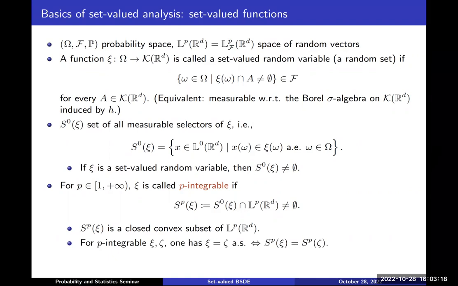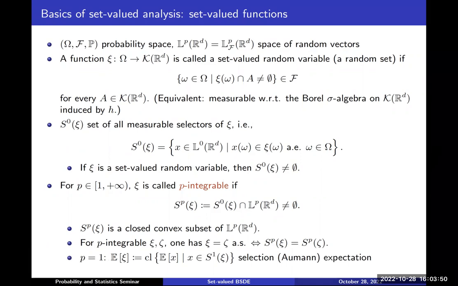One nice thing about these S^p sets is that we can use them to characterize random sets. For instance, two random sets that are integrable are equal if and only if they have the same integrable selectors. So you can characterize random sets through subsets of L^p, which makes a nice transition to a more probabilistic or functional analytic framework.